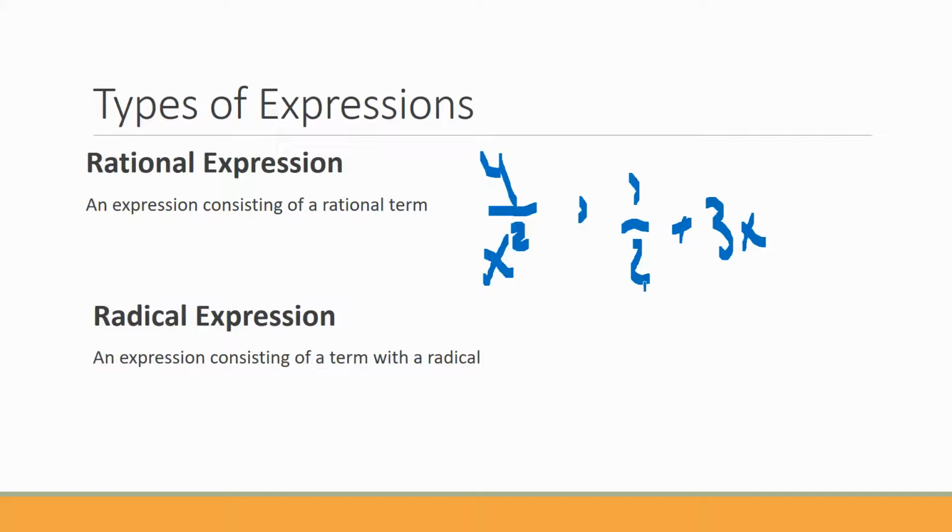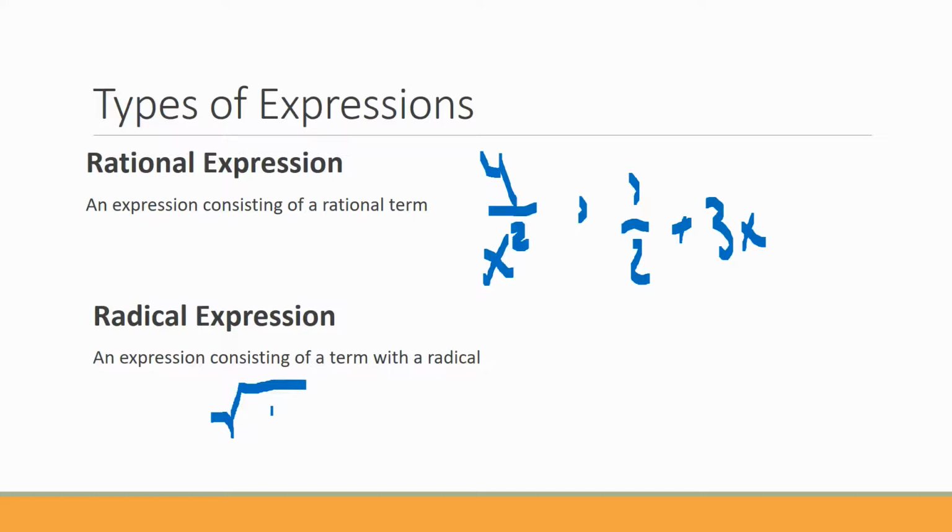Usually we consider rational expressions having variables in the denominator. It's not always the case, but that's normally how we think about it. Then a radical expression is an expression consisting of a term with a radical. So the radical sign is the square root sign, and then also any other roots.